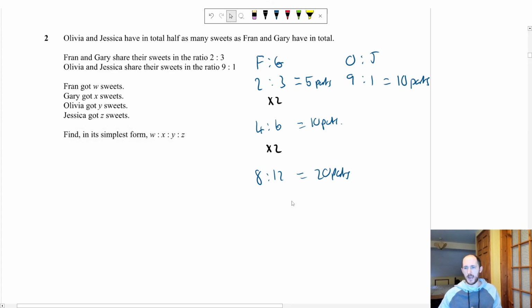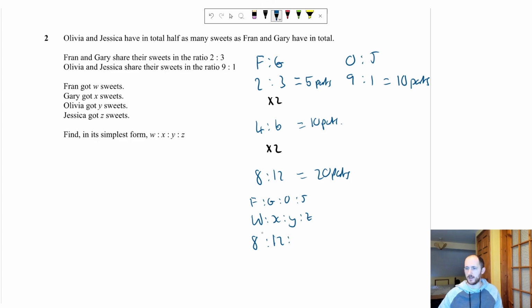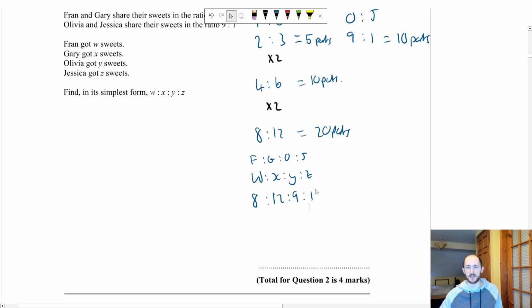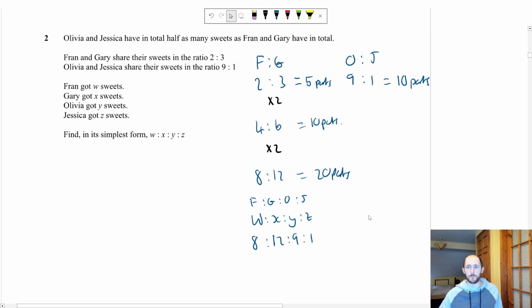So, in short, our W to X to Y to Z, which by the way is literally just F to G to O to J, it's just written in a weird way, is you just write the letters. So 8 should be under F, 12 should be under G, 9 should be under O, and 1 should be under Jessica, or under J. That's it for 4 marks. Pretty good. So when I initially saw this question, I probably would have just done this and wrote the answer and would have been done in about 60 seconds.